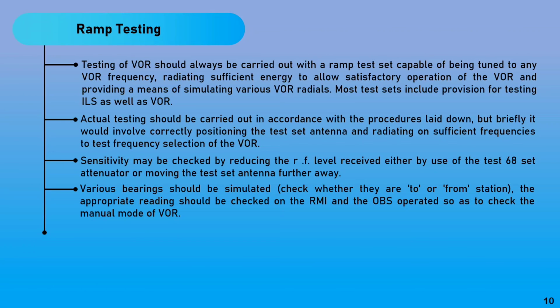Various bearings should be simulated. Check whether they are to or from the station, and the appropriate reading should be checked on the RMI, and the OBS operated so as to check the manual mode of the VOR. This was all about the VHF omnidirectional range.